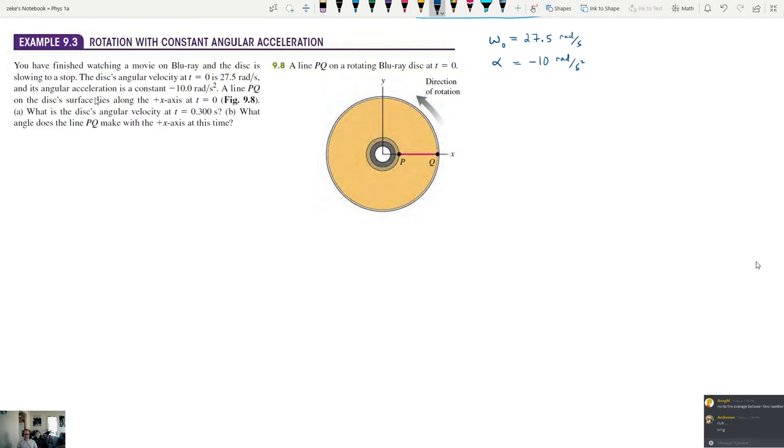It says a line PQ on the disk surface lies along the x-axis at t equal to 0. So here's the line PQ right here. At t equal to 0, it's right here. So this is t equal to 0, this point in time. It's rotating this way, which, by the way, is counterclockwise, right? Can you all tell me what's the direction of its angular speed?